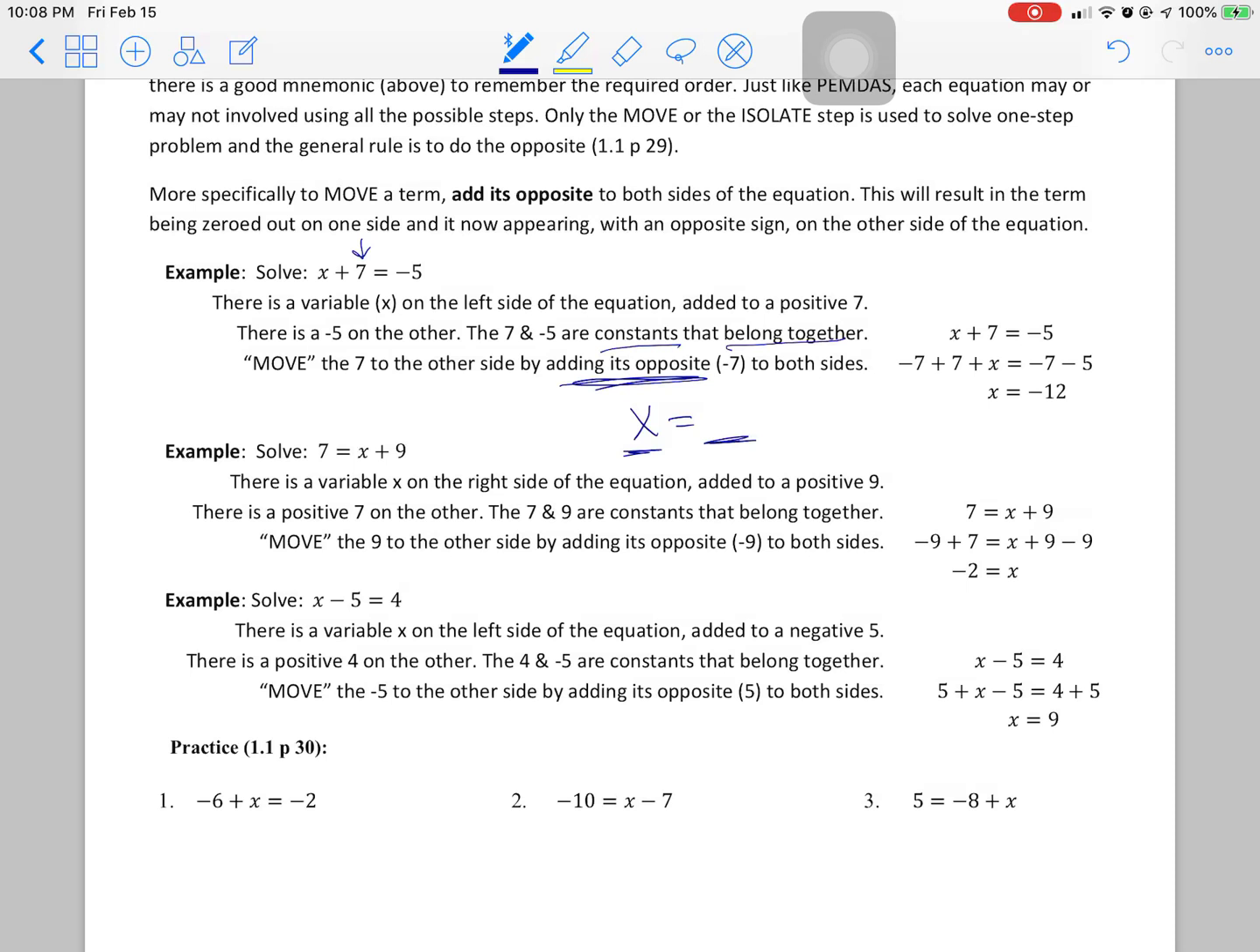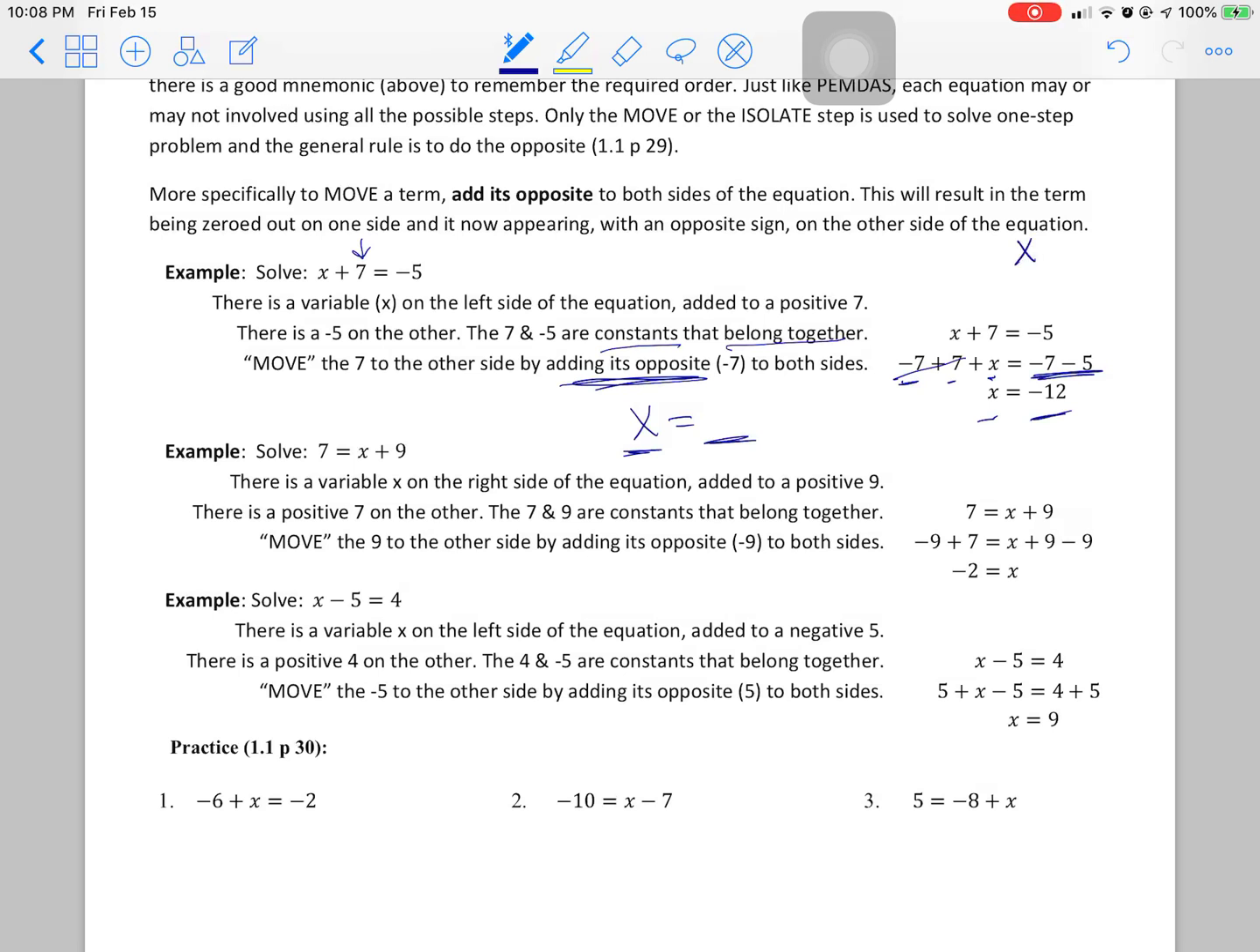So here we are. This is the x. There's the 7. Doesn't matter about the order, but we're going to go ahead and add a negative 7 to both sides. When we do that, this makes a 0. So you're left with your x, and then you combine like terms to get to your negative 12. Okay? That would be the horizontal way to do it.